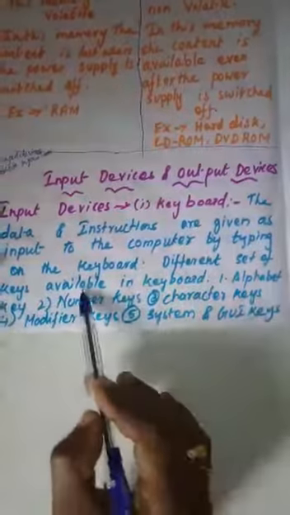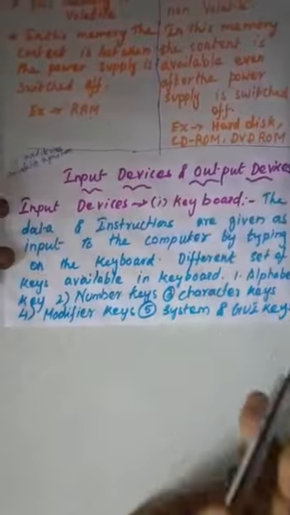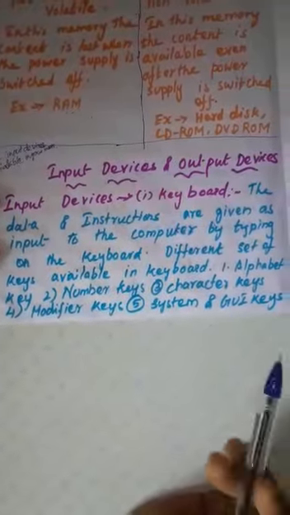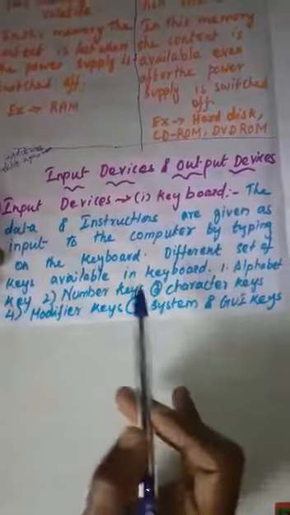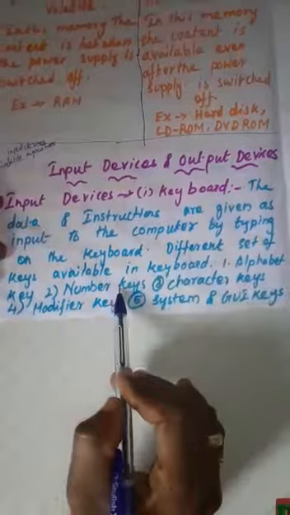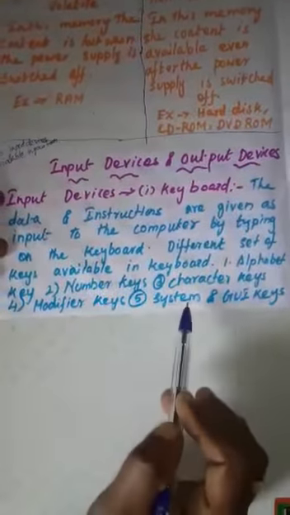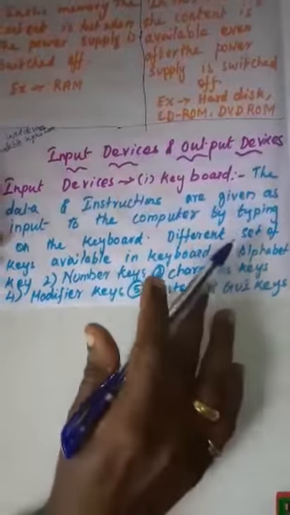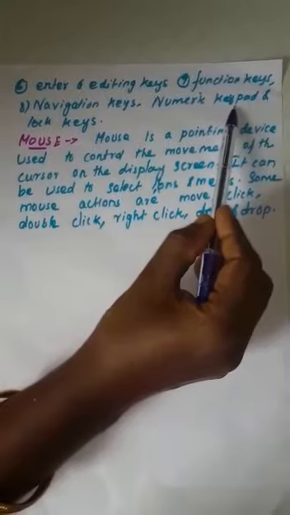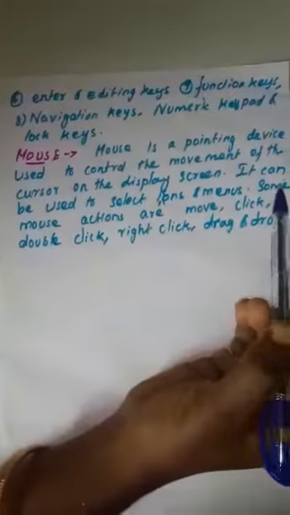There are different sets of keys available in the keyboard: alphabet keys A to Z, number keys, character keys, modifier keys, system and GUI keys, enter and editing keys, function keys, navigation keys, numeric keypad and lock keys.